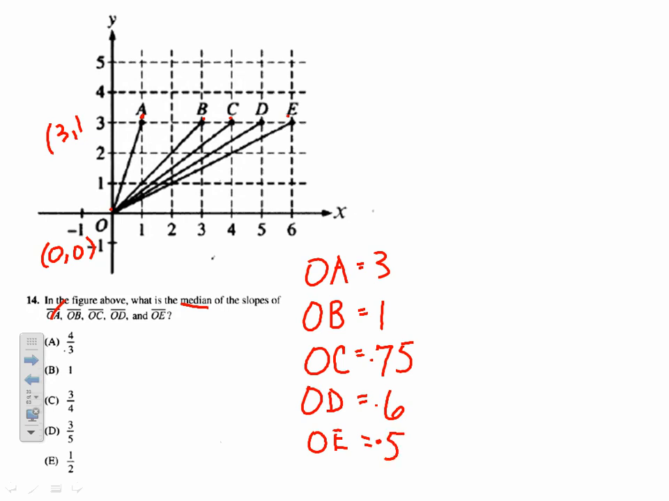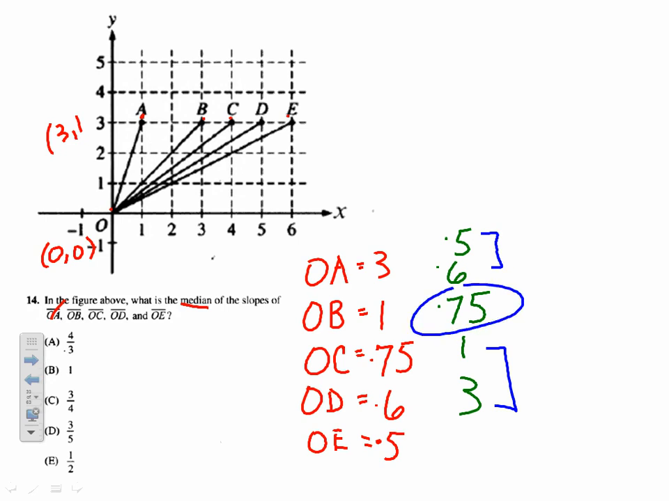Then you could list these slopes in order least to greatest. If we do that, we'd have 0.5, 0.6, and you might not need to list them to figure this out. You might just see what the middle term is, between 1 and 3. Therefore, we have 2 below 0.75 and 2 above 0.75, so 0.75 is our median. Perhaps a quicker way to do it would be to just cross out the lowest 2 and the highest 2, and that would leave you with the median as well.